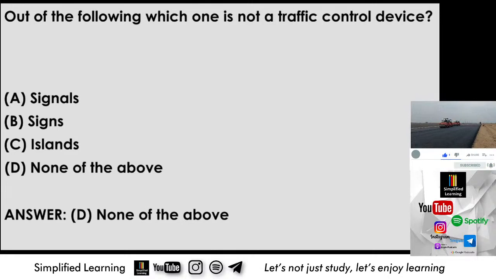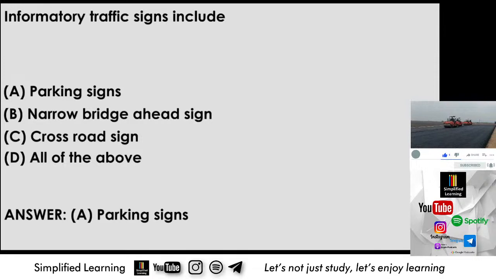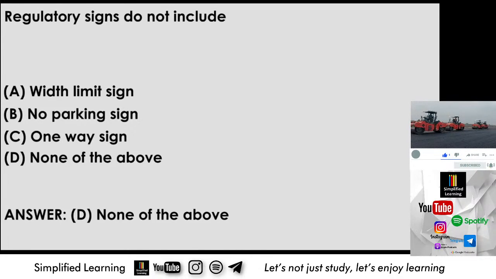Out of the following, which one is not a traffic control device? Signal is a traffic control device, sign is a traffic control device, and island is also a traffic control device. In traffic signal, each light indicates a specific action to be taken by the vehicle operator: red light means stop, amber light means it is clearance time, and green light means go. Then informatory traffic signs include parking signs. Regulatory signs do not include width limit sign, no parking sign and one-way sign. It does not include any of the above.